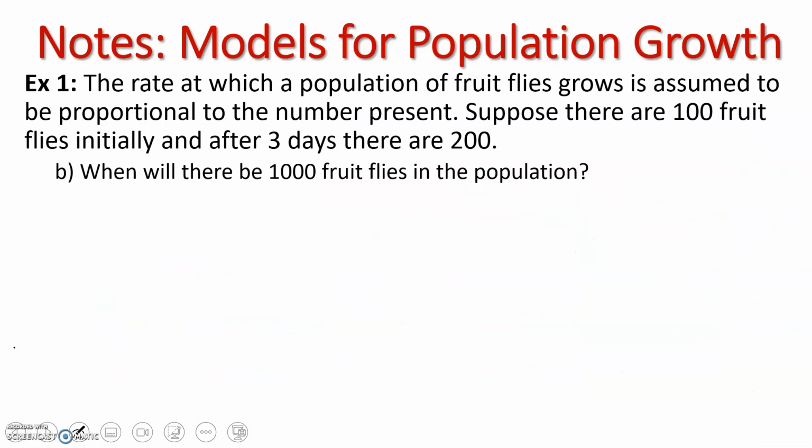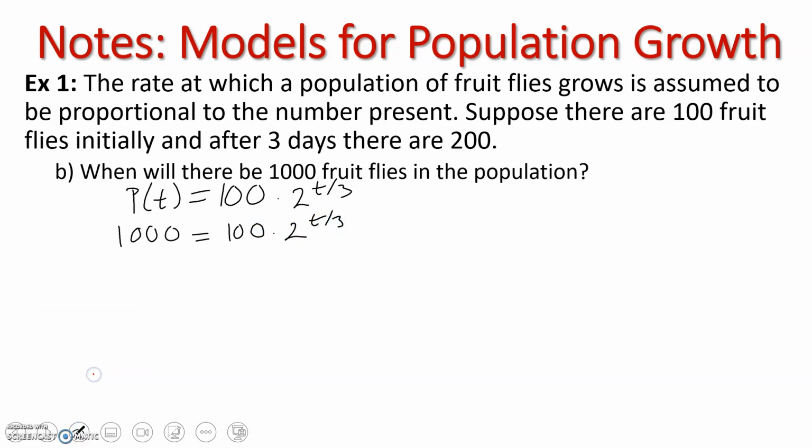All right, let's take a look at part B. When will the fruit fly population be 1,000? So we have our model here. So we know that P of t is equal to 100 times 2 to the t over 3. We know that we want to figure out what time P of t will be 1,000. So we're going to set P of t to 1,000, and we're going to solve for t.